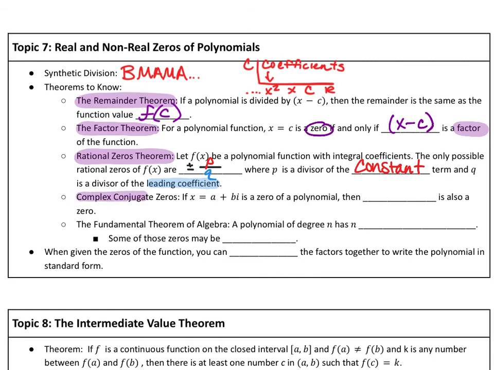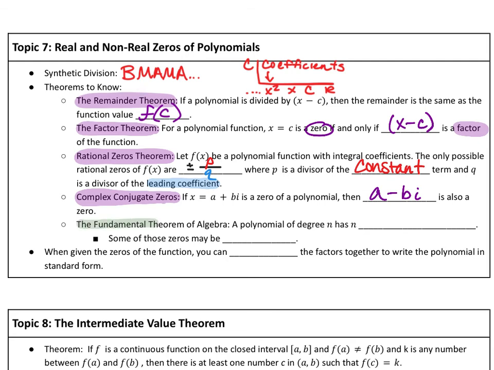Another definition, kind of a theorem, but more a definition, is complex conjugate zeros. If x is equal to a plus bi and it is a 0 of a polynomial, then we automatically know that a minus bi is also a 0. So imaginary solutions or complex solutions come in pairs. You have to have both the first one and its conjugate as a 0.